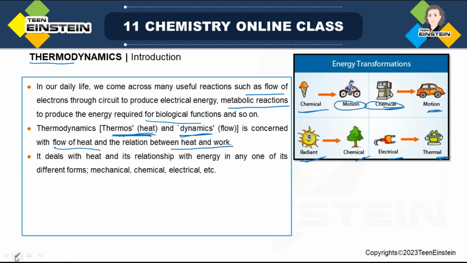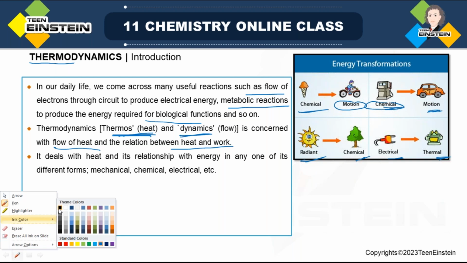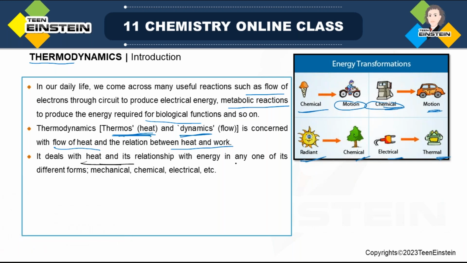So this thermodynamics chapter basically deals with heat and its relationship with energy in any one of its different forms. Energy can have different types of form: mechanical energy, chemical energy, electrical energy. In physics, mainly mechanical energy you will see. In chemistry, we talk about chemical energy. In physical chemistry, there is the electrochemistry chapter.